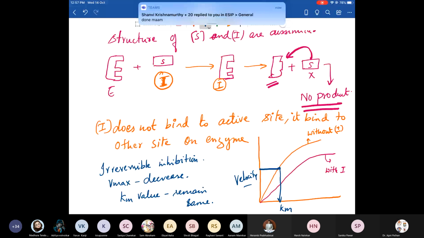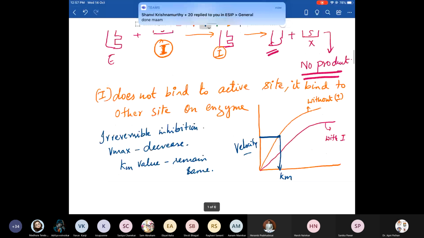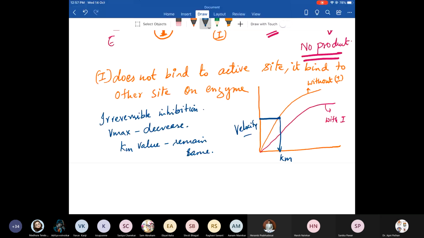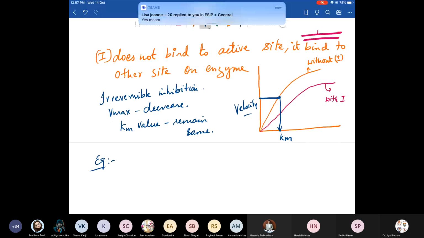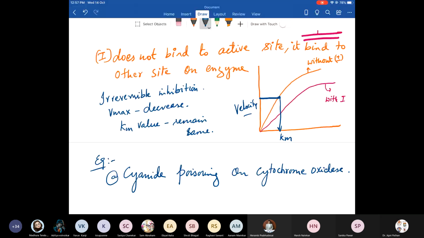Now read. Before I allow you to read further, let us understand some important examples. Examples for non-competitive: cyanide, first example, cyanide poisoning on cytochrome oxidase. See, they do not ask you the reaction. They'll ask you whether cyanide poisoning on cytochrome oxidase is a competitive or non-competitive or any other form. So you should know which form it is. Is it clear?